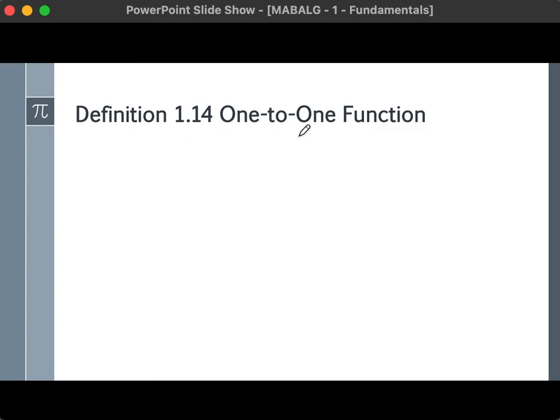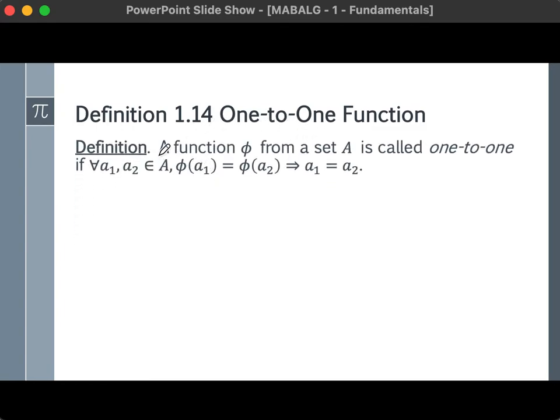Definition 1.14: we're going to talk about a one-to-one function. A function phi from a set A is called one-to-one if for all a sub 1 and a sub 2 in A, phi of a sub 1 equal to phi of a sub 2 implies that a sub 1 is equal to a sub 2.